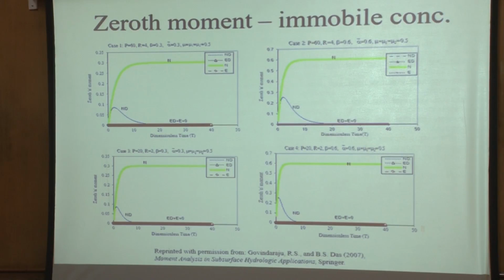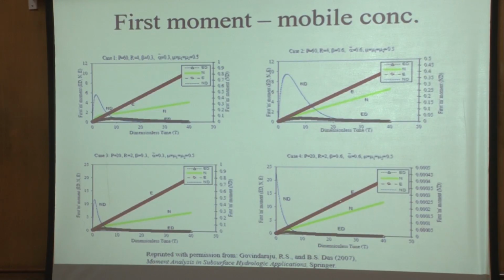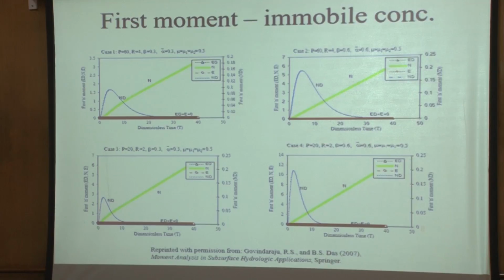We can do the same thing and calculate first moments for the mobile phase. If it's a standard equilibrium case, we should expect a straight line. The slope of it is supposed to tell us how fast the plume is moving. But if we have other things happening, especially degradation, you'll see that those all eventually go down to 0. And this is again the first moment for the immobile concentration.